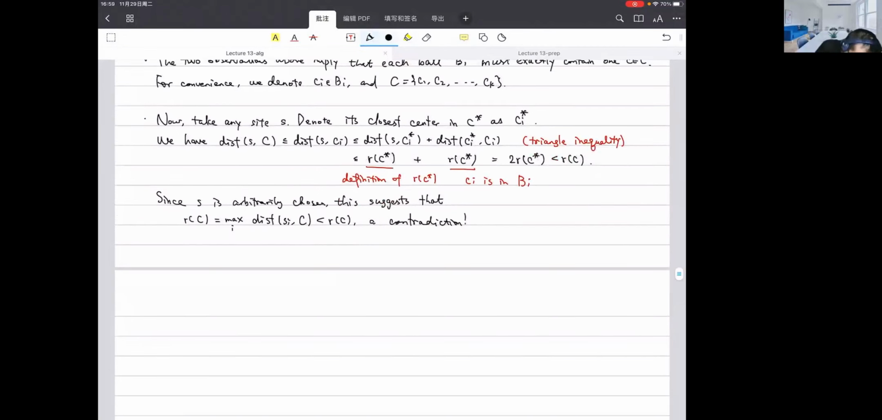Okay, so this concludes that our assumption is wrong, and we must have that R of C is smaller than or equal to 2 R of C star. And it finishes.